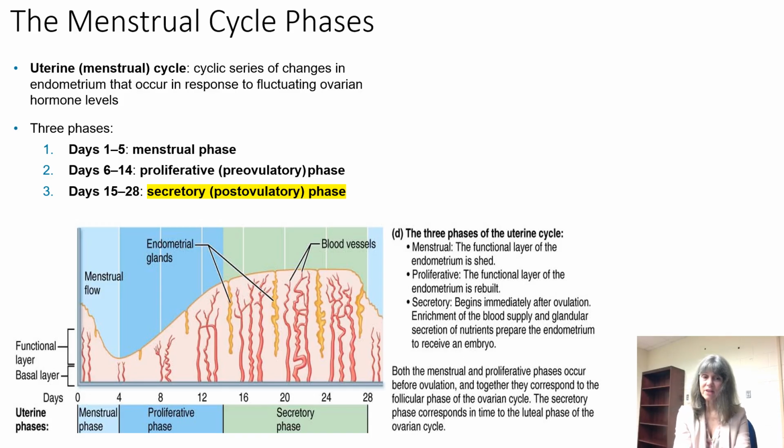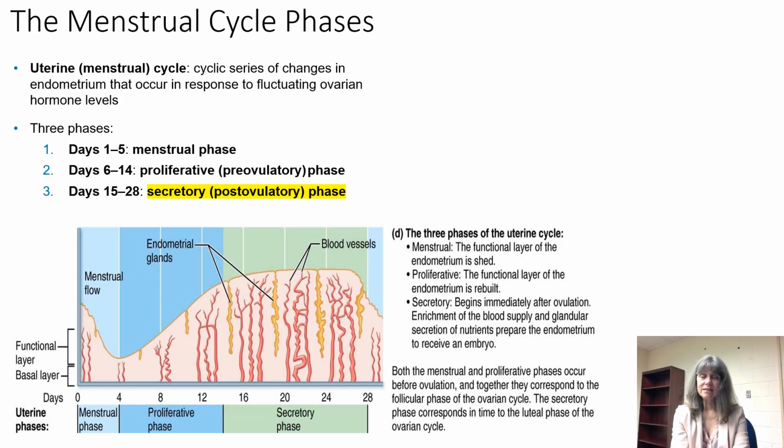menstrual phase. This is when menstrual flow is occurring because the functional layer, the stratum functionalis of the endometrium, is shed. Days 6 through 14 are known as the proliferative or pre-ovulatory phase because this is where the functional layer, the stratum functionalis of the endometrium, is rebuilt.